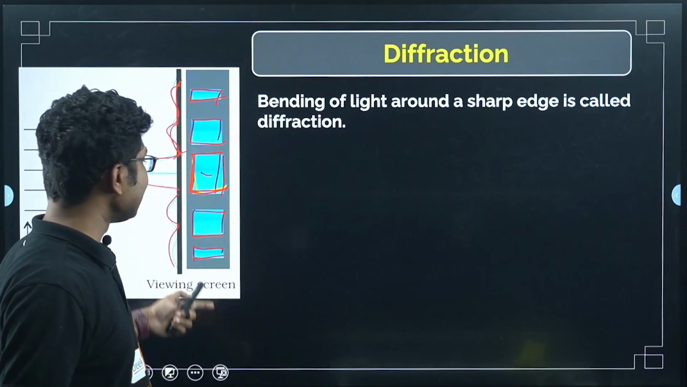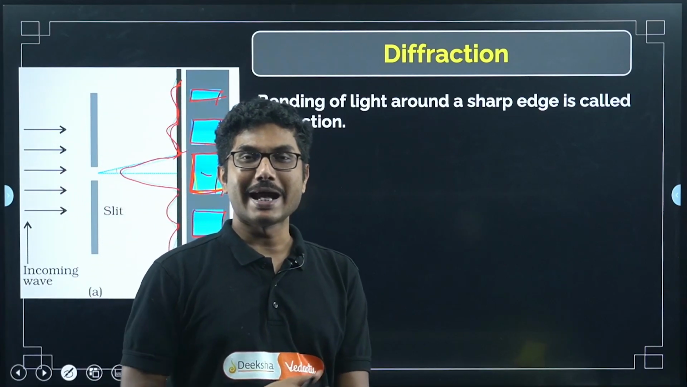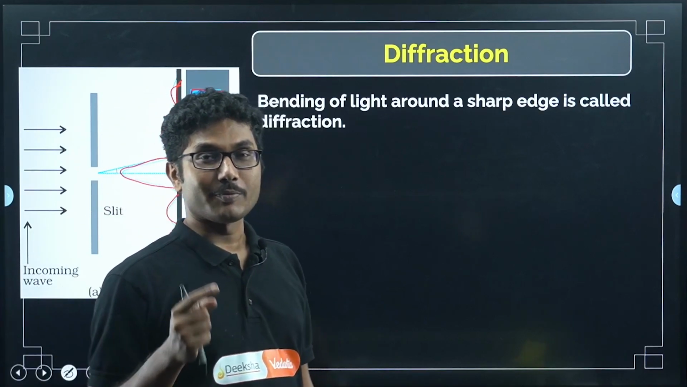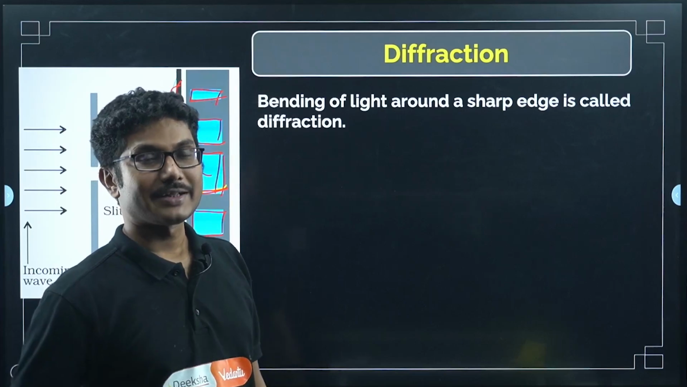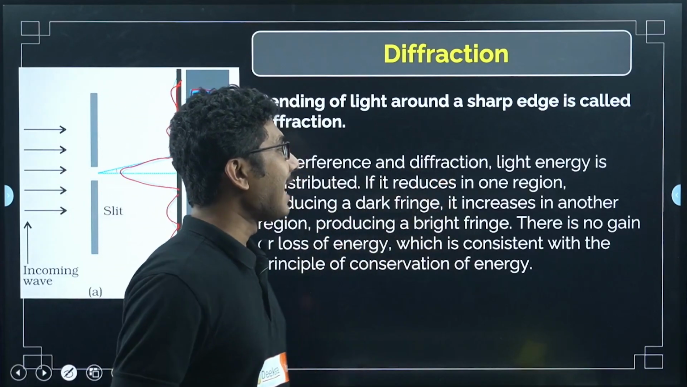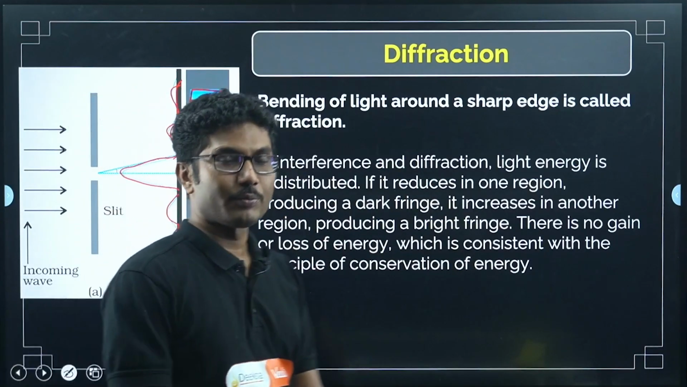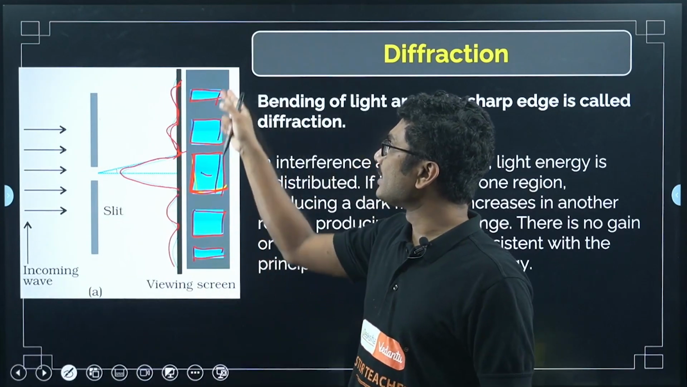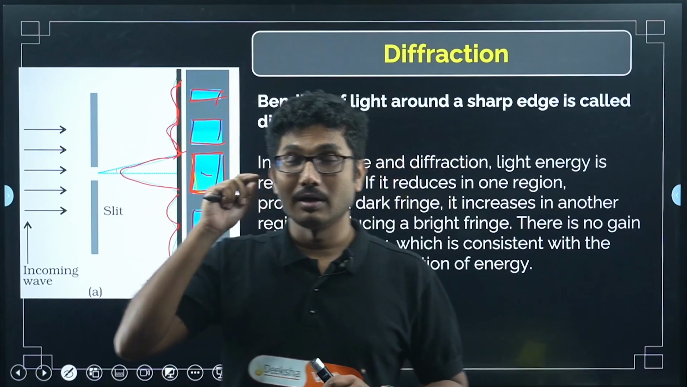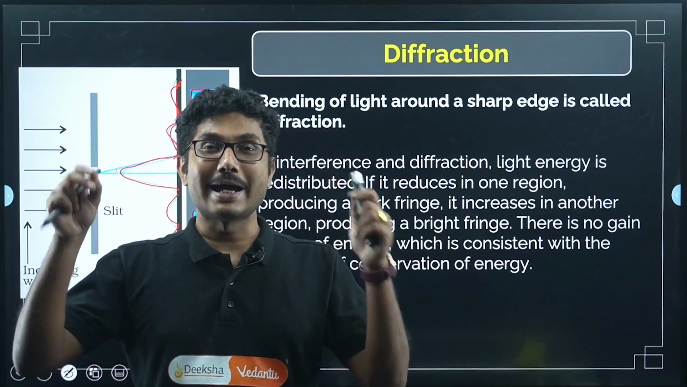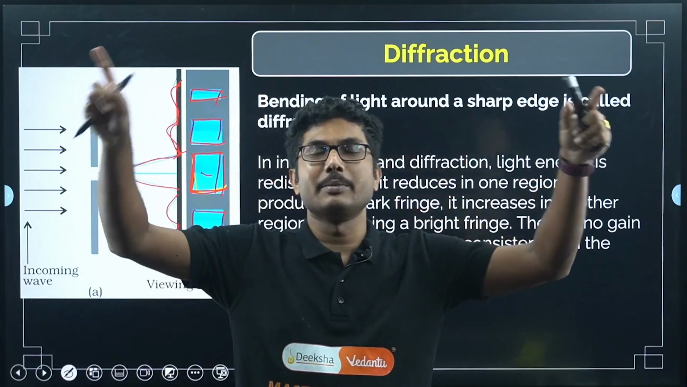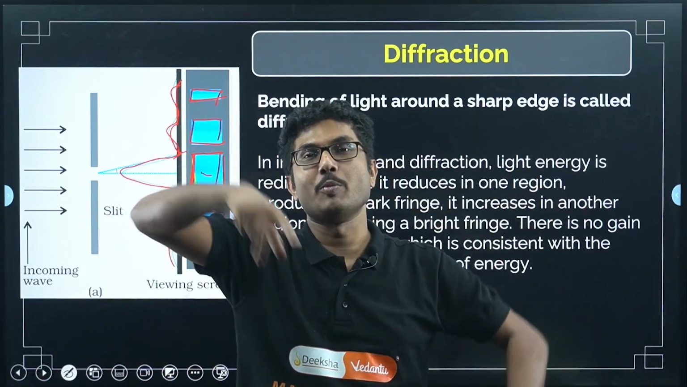If we were not getting these bands, we could have ignored that and said geometric optics or straight line optics is still correct, but it is not, because diffraction proves it is not correct. In interference and diffraction, light energy is redistributed. Now you might ask where this light is coming from. In interference, there were only two sources, so how are you getting so many bright bands and dark bands?